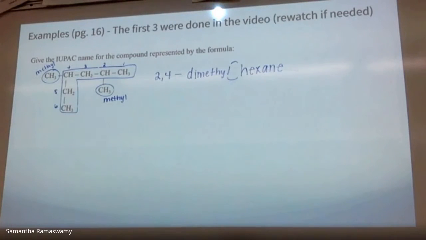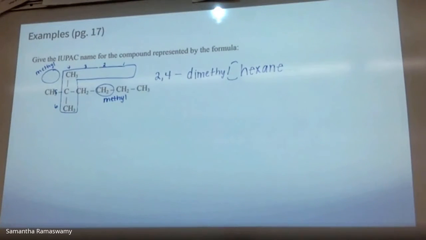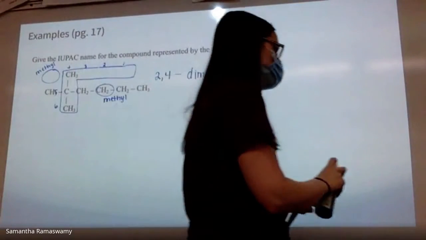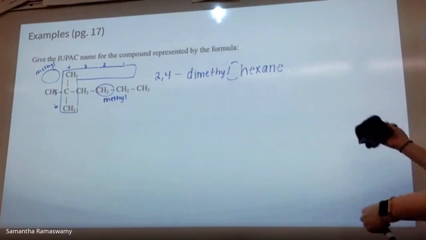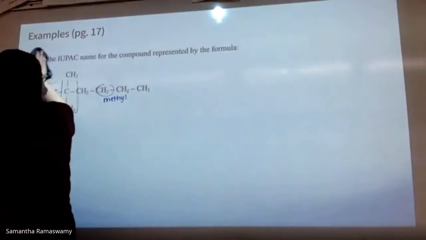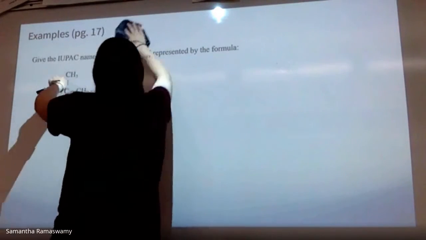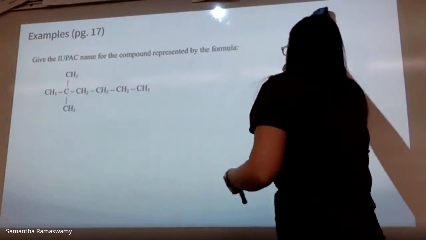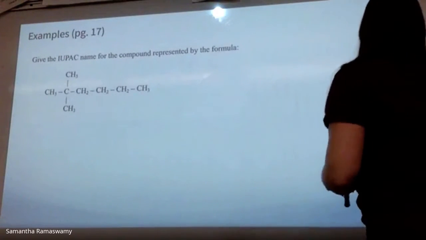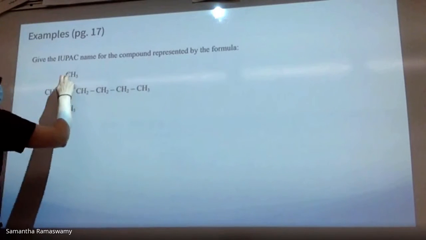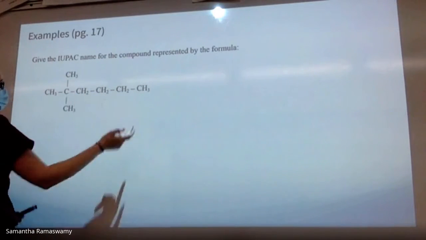So you start by finding the longest chain and then kind of go from there. Take a look at this next one. Always start by finding your longest chain. So you count through. So now we're on page 17. Count through. Right? You can go in a straight line, count that way, see how many carbons you have. You could start at the top and go down. But if you count through this way, I have 1, 2, 3, 4, 5, 6. 1, 2, 3, 4, 5, 6. So I have 6 no matter what.